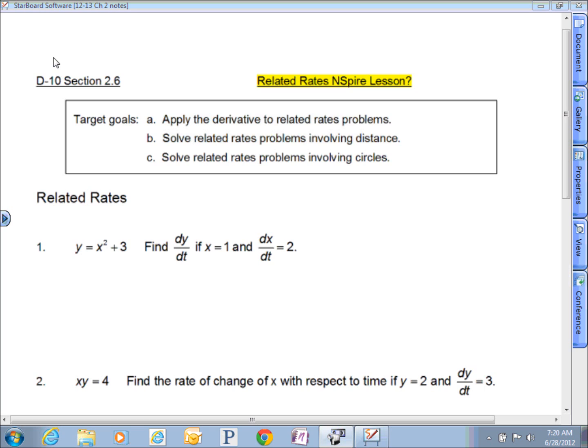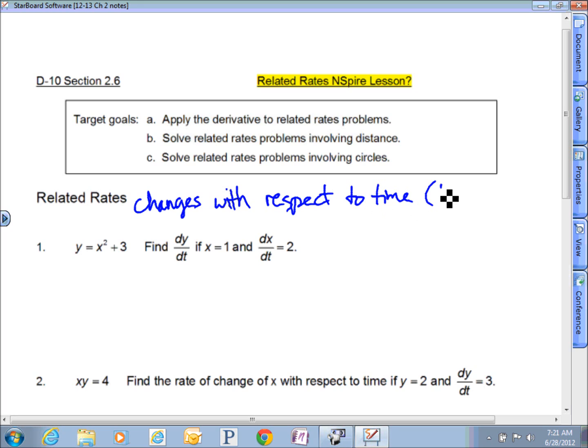And these are what we're going to be calling related rates. Related rates, changes with respect to time. And we'll put a little t in there for time because that's what we like to use.